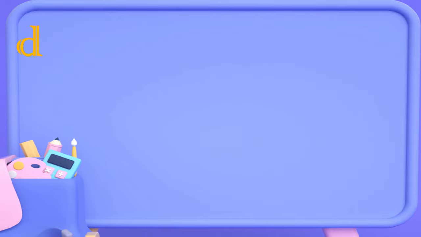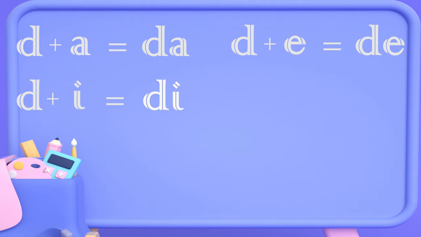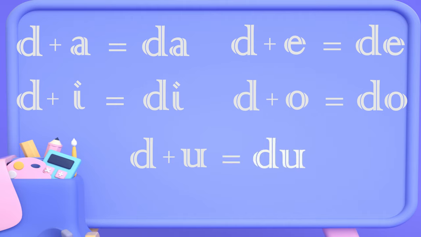Repeat after me. D plus A makes da. D plus A makes da. D plus E makes de. D plus E makes de. D plus A makes da. Good job.